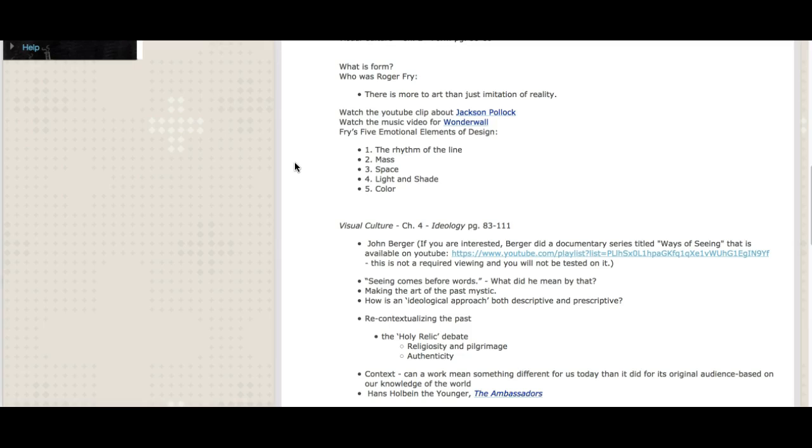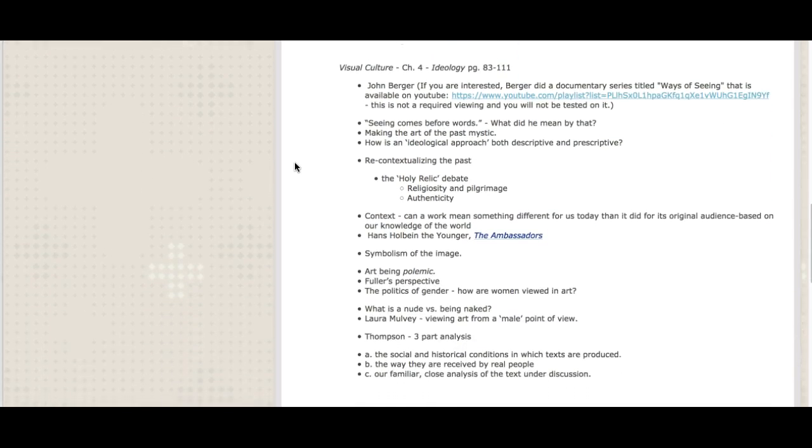So Roger Fry, the 5 emotional elements of design. This is a major focus. So he talked about the rhythm of the line, mass, space, light and shade, and color. And these are the 5 elements that you are going to be writing about for those 2 works of art that you chose. So make sure you spend a little bit of time with that.